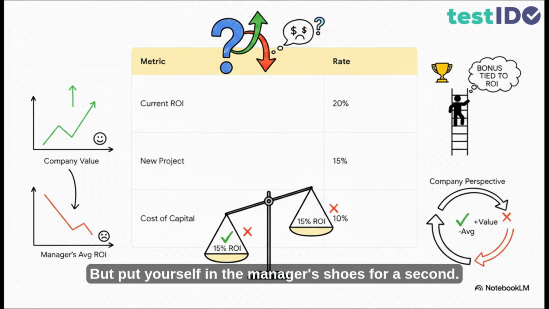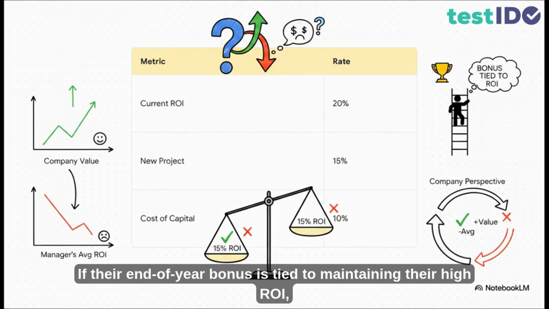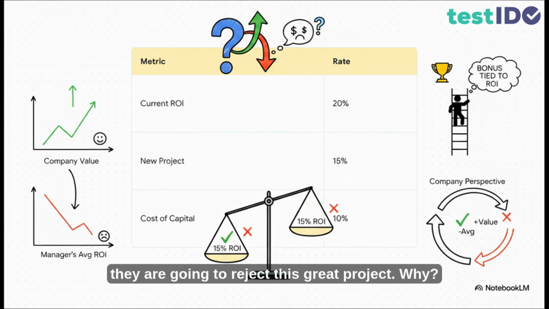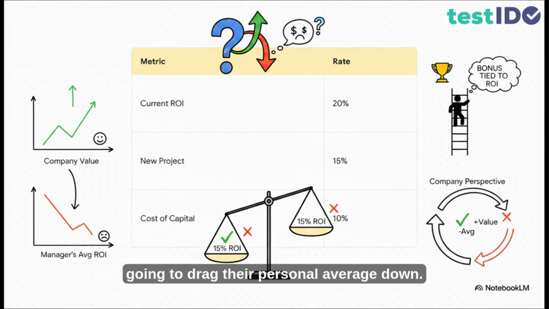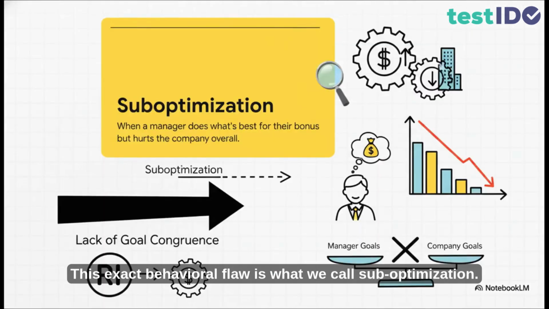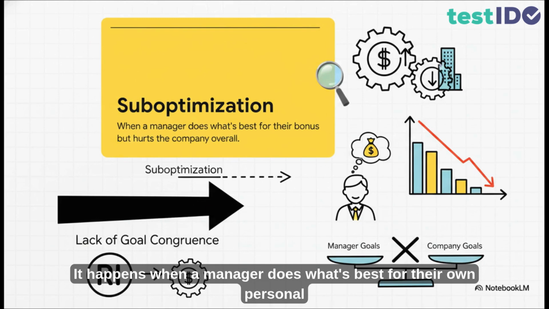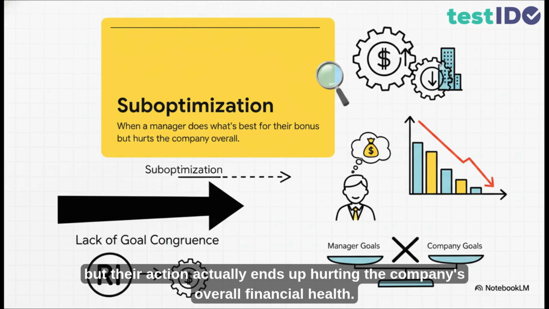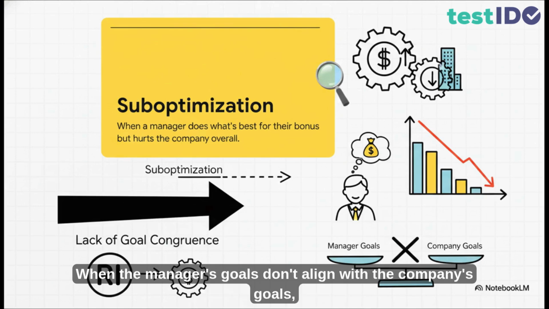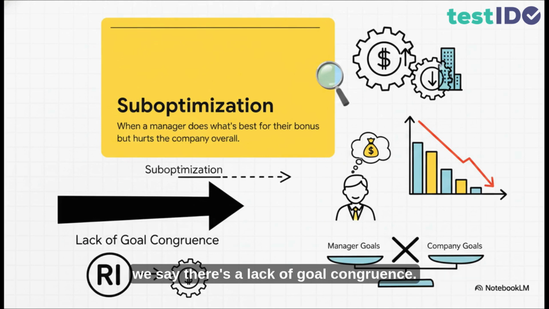But put yourself in the manager's shoes for a second. If their end-of-year bonus is tied to maintaining their high ROI, they are going to reject this great project. Why? Because mixing a 15% project into their current 20% average is going to drag their personal average down. This exact behavioral flaw is what we call sub-optimization. It happens when a manager does what's best for their own personal bonus or performance evaluation, but their action actually ends up hurting the company's overall financial health. When the manager's goals don't align with the company's goals, we say there's a lack of goal congruence.